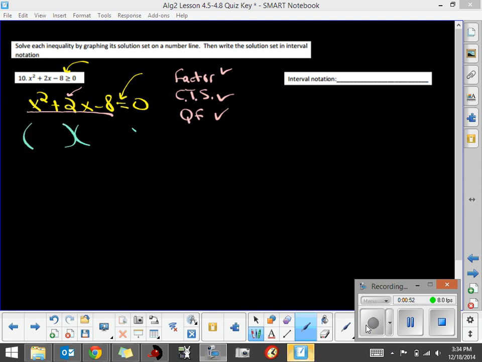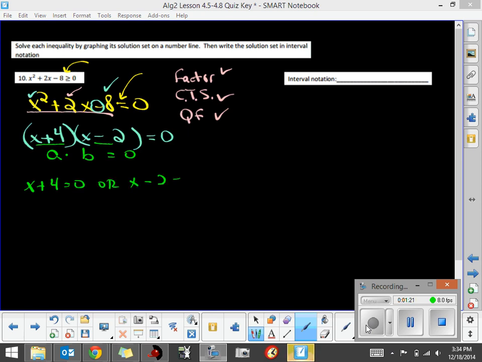Trinomials are factorable, factor into two binomials, and x squared has to be x times x. The signs have to be different. They must be plus and minus. Factors of 8 that will give me a positive 2: 4 times 2 is 8, and 4 minus 2 is positive 2. That would give me the correct factorization. Then, we know that if two numbers are multiplied together and their answer is 0, one of these two numbers has to be equal to 0, so x plus 4 equals 0, or x minus 2 equals 0, which means x is a negative 4 or x is a 2.